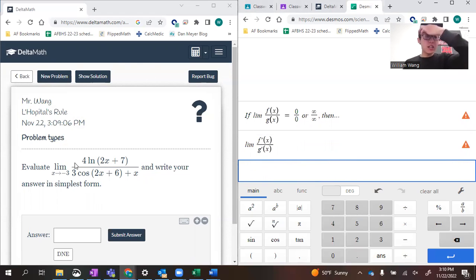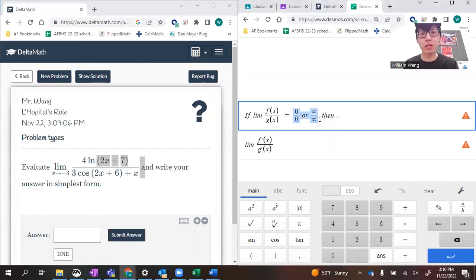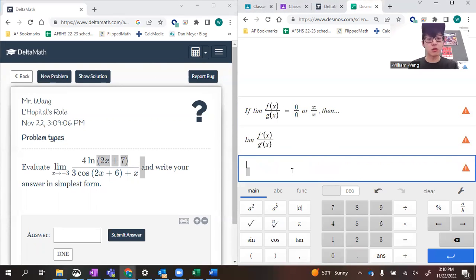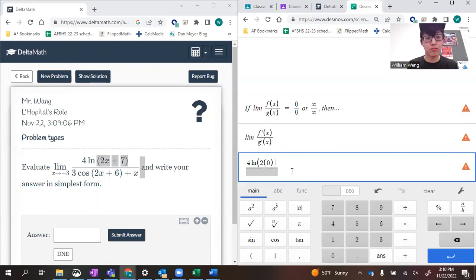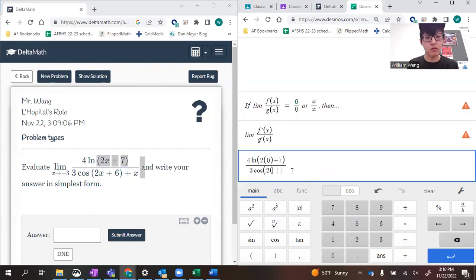Now, the first thing is, let's see if I can actually use this rule for this problem. And how do I know if I can use L'Hopital's rule? Well, again, it has to be equal to 0 over 0 or infinity over infinity. So I'm going to plug that into Desmos: 4 ln of 2 times 0 plus 7 divided by 3 cosine of 2 times 0 plus 6 plus 0.